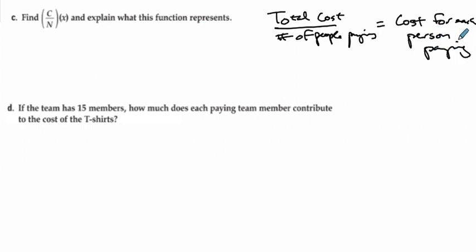Because basically what you're doing is you're splitting the cost of 2 of the shirts up amongst the other people. And so that's how you figure this out. And so that's what the function represents. It represents the cost for each person that's paying.